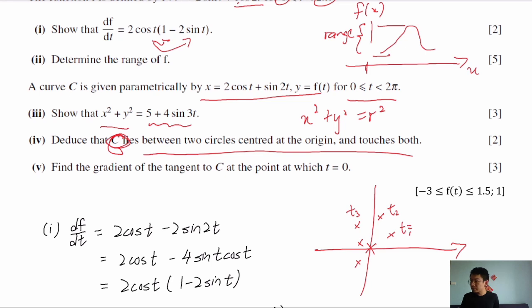For that, we look at the next part of the question. Part 5, find the gradient of the tangent to C at a point for which t is equal to 0.